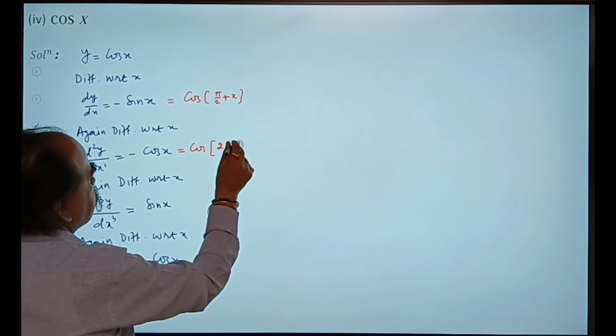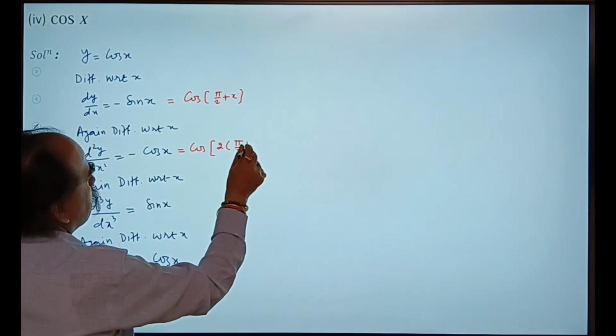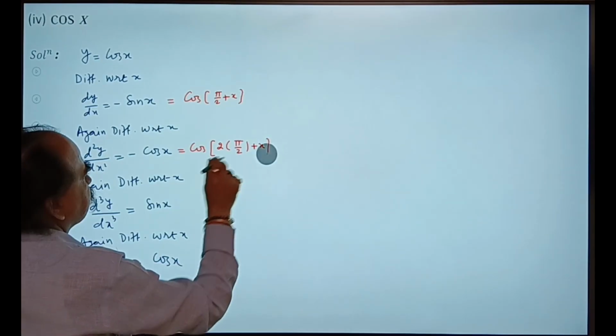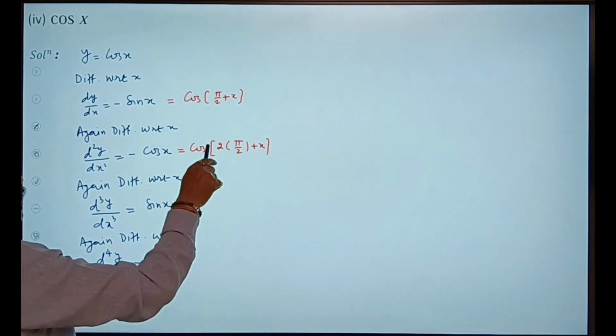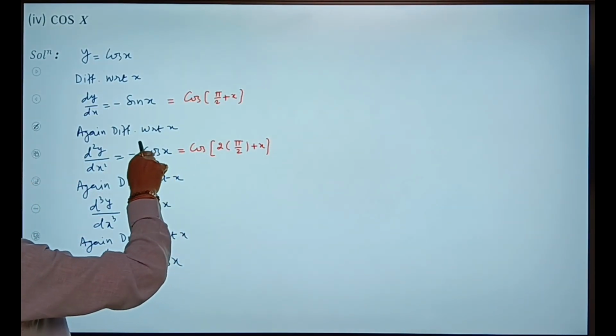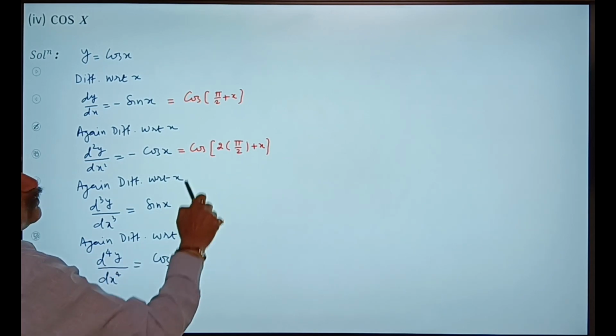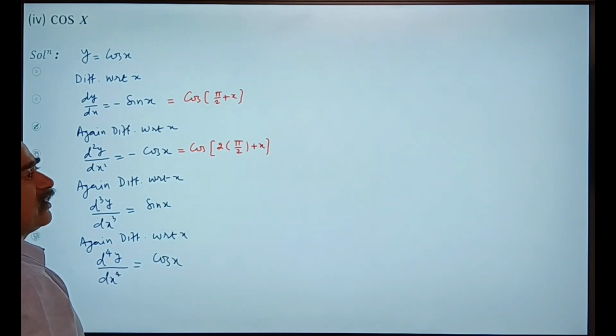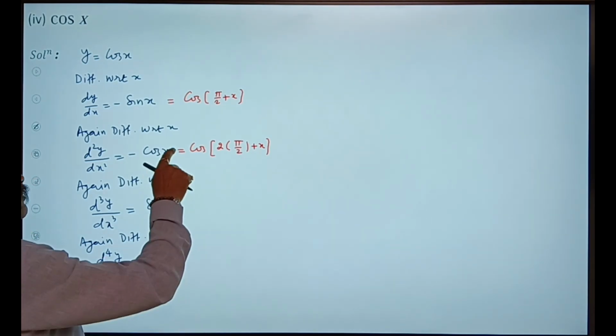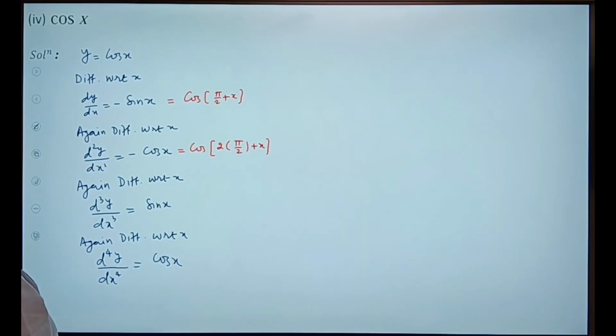And this can be written as cos of 2 into pi by 2 plus x. Even multiple, the cos will remain same as cos. And 2 pi by 2 plus x will go in third quadrant. In third quadrant, cos is negative. So minus cos.